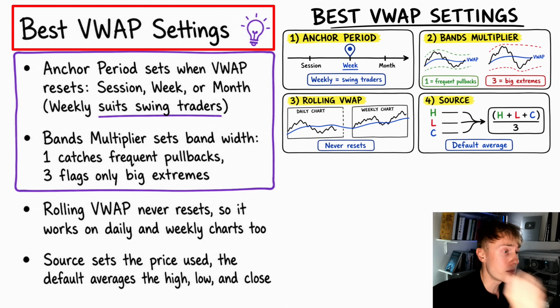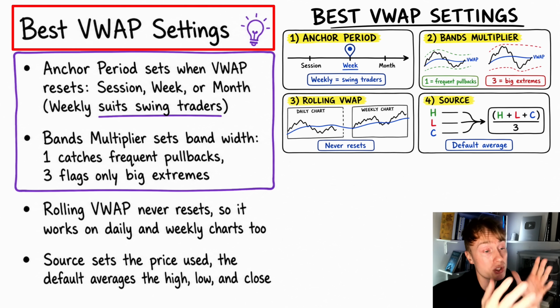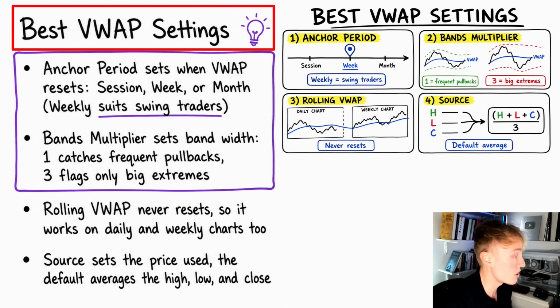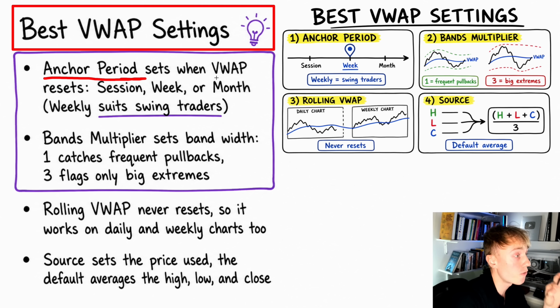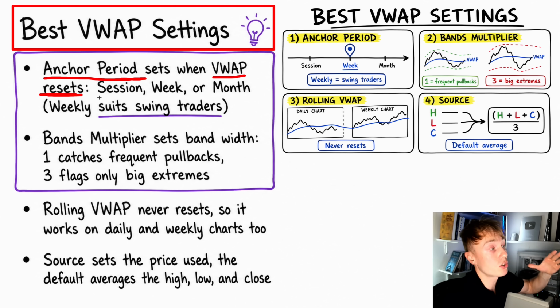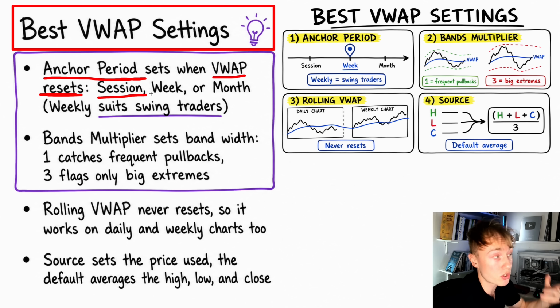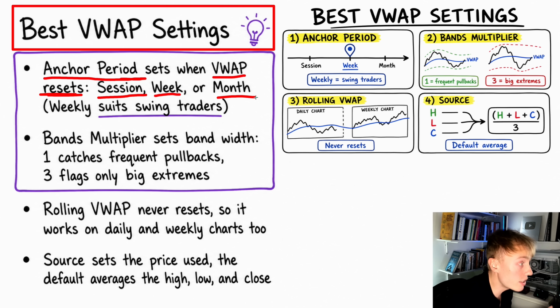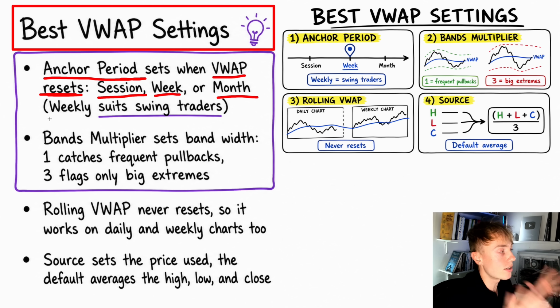So now I want to take a look at the most important settings and what settings you can choose in different situations. The first setting that is super important to learn about is the anchor period. This is where you can change from where the VWAP resets. You can, for example, start the VWAP every session, which is usually every day, every week, or every month. The standard setting is to start it at the beginning of every day, and this can be a very useful tool, especially for day traders.